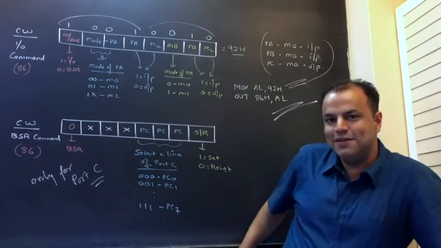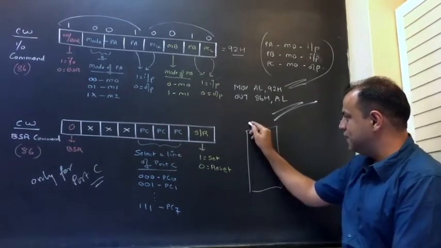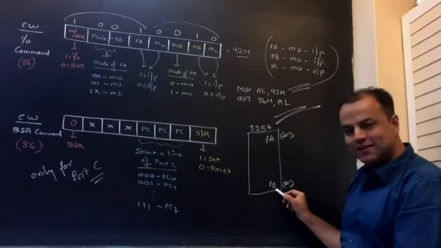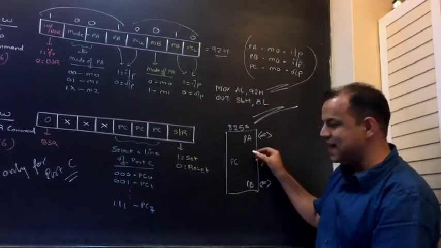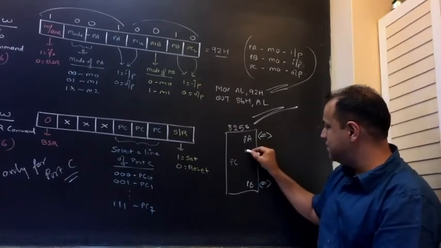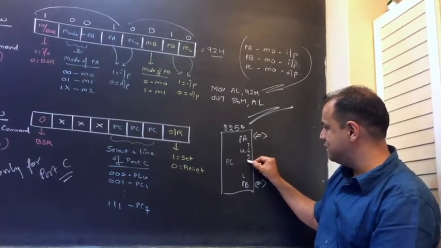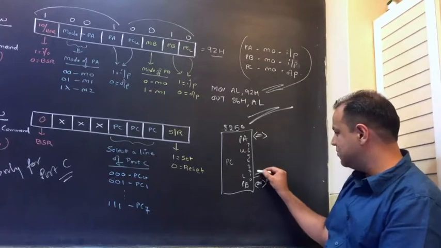Look here, there is something very special port C did for us. Look here, this is your 8255. So this is port A, this is port B, and this is port C. Now, port C has 8 lines, upper and lower. Let's say line number 7, 6, 5, 4, 3, 2, 1, 0.